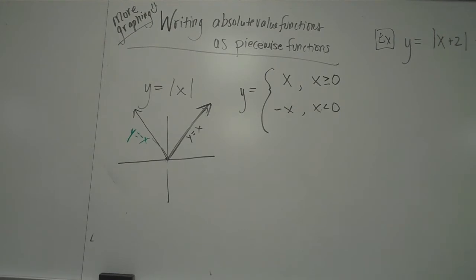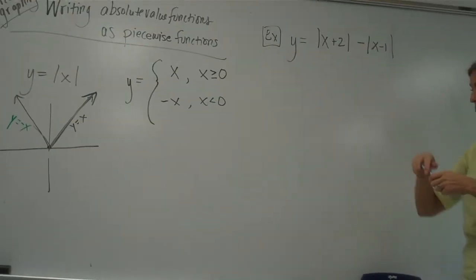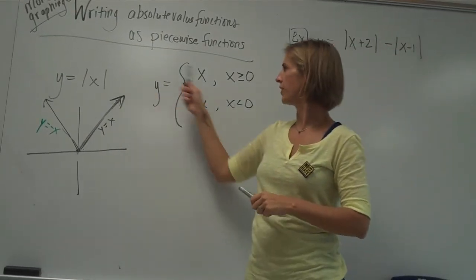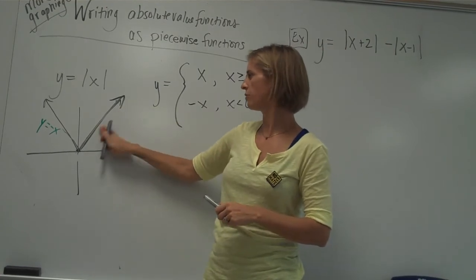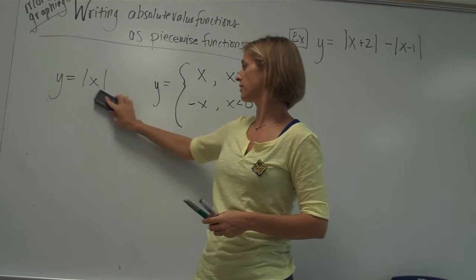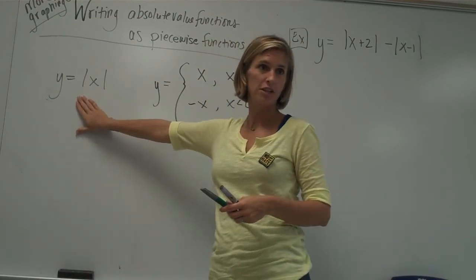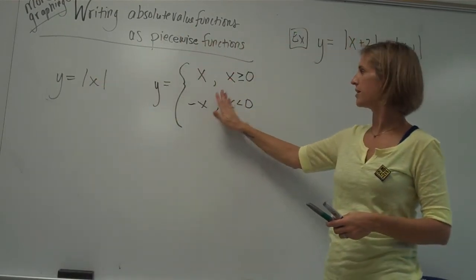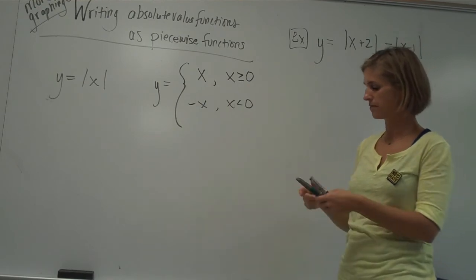I'm going to explain how this gets written like this without knowing what the graph looks like. Let's say we don't know what the graph looks like. I've never seen what that graph looks like before, but I write it as a piecewise, and when I have it piecewise, I can graph it.